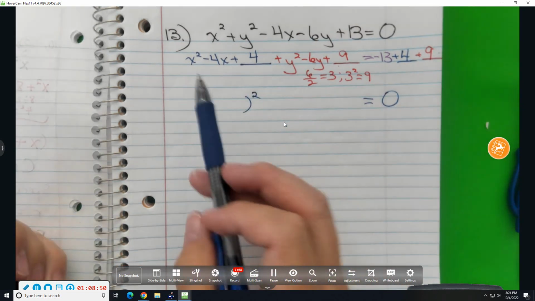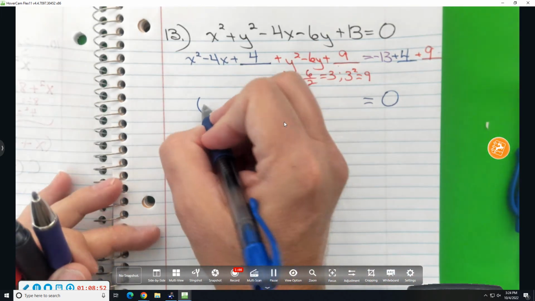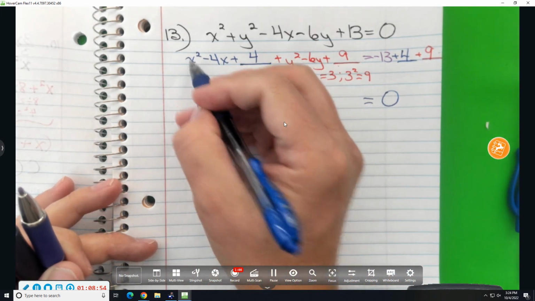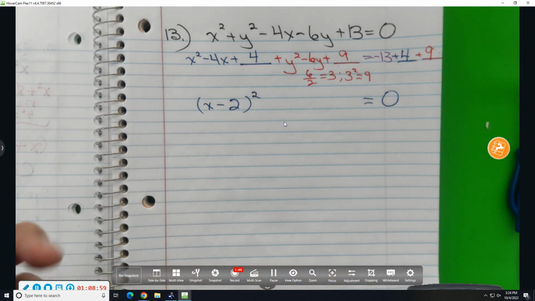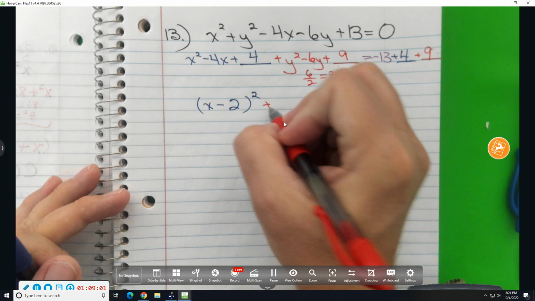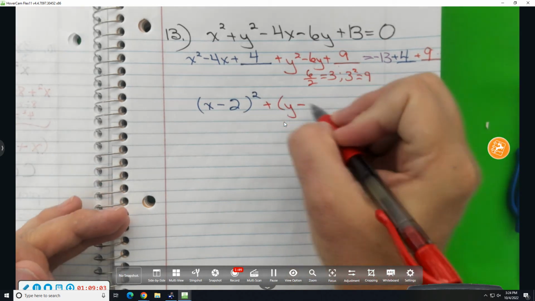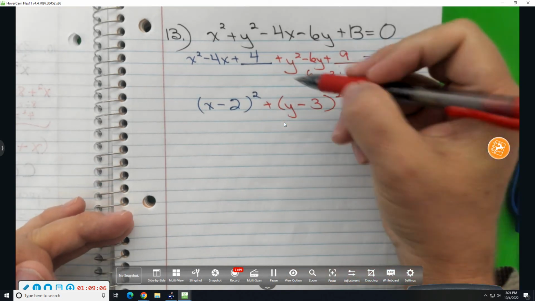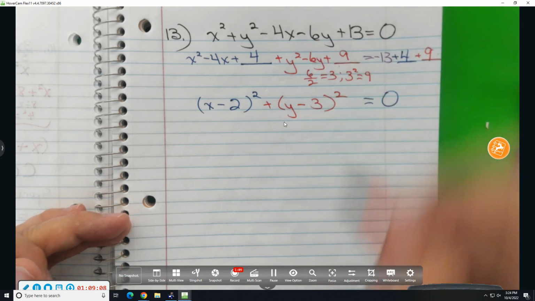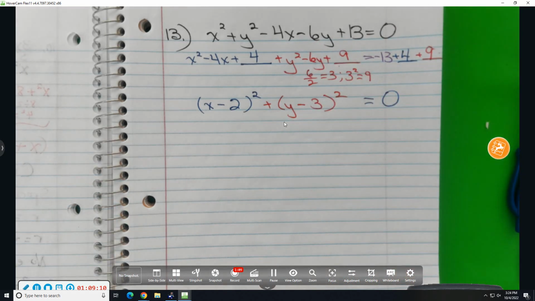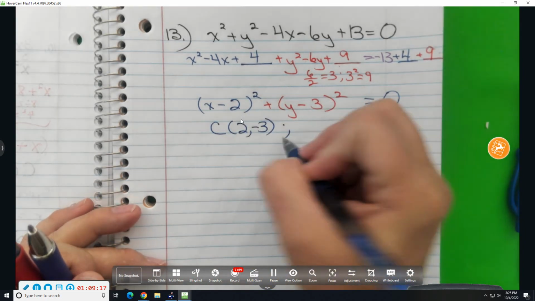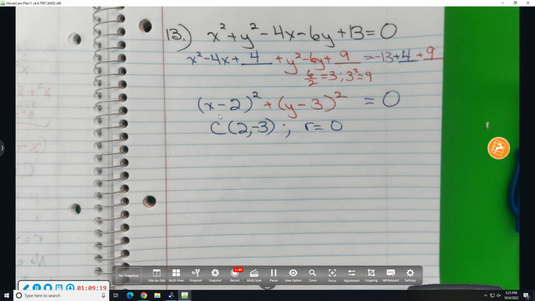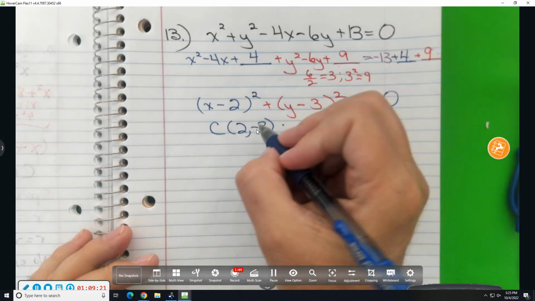Just to practice doing this factoring, it will be x minus 2. Okay. Variable, sign, half of that number. And the other one would be x minus 3. Not x. Y minus 3. Variable, sign, half of that number. And then it would be the opposite sign, so it would be 2 comma 3. In fact, that is the point. The radius is not 0, negative 3. Oh, positive 3, Tim. Oh, positive 3. Thank you.